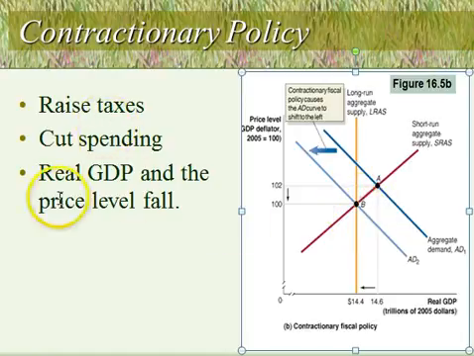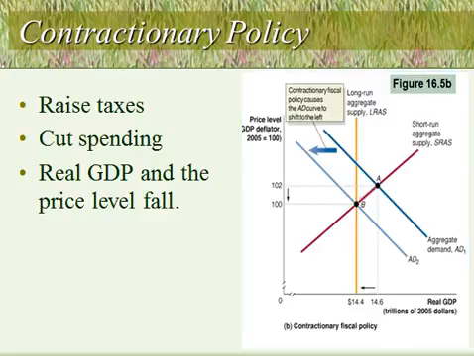So the things that we can do, we can raise taxes or we can cut spending, and either of these will cause real GDP or the price level to fall. And remember, this isn't always a bad thing, because if we're in this inflation, then that means the buying power is falling.